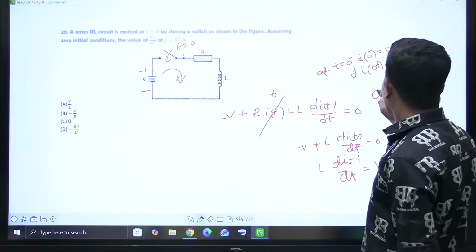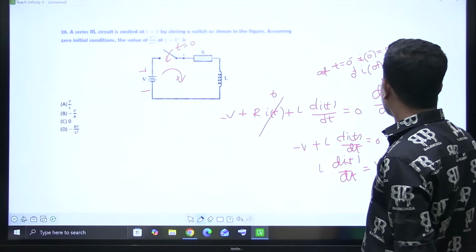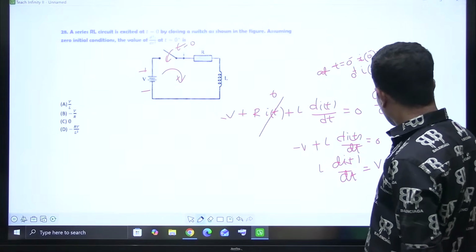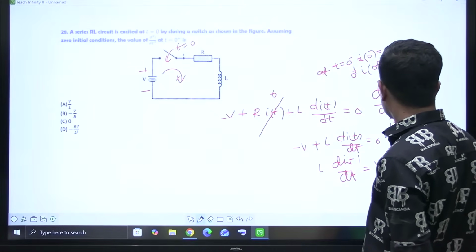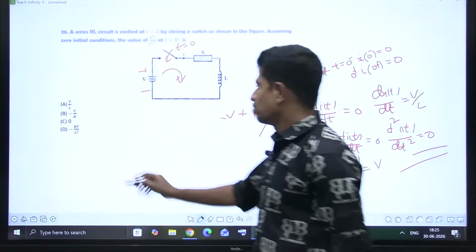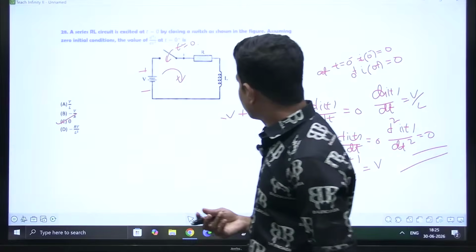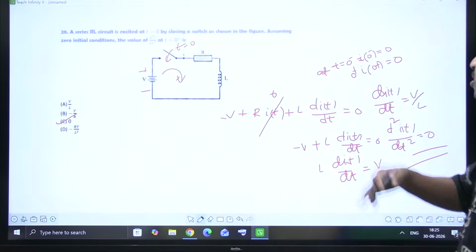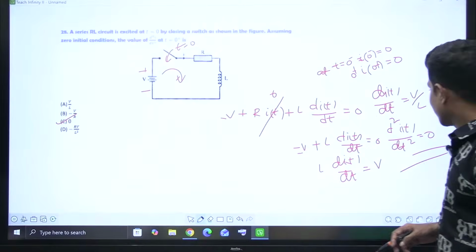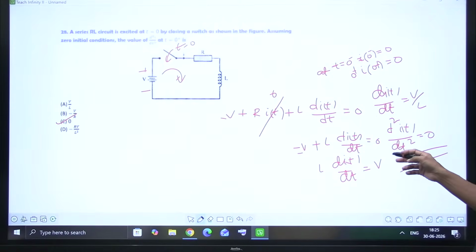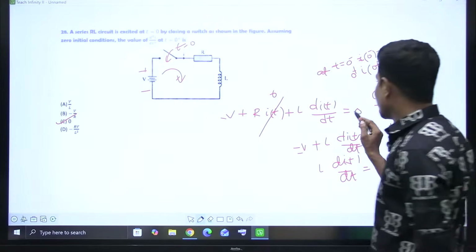Now, what do we get? di of t by dt is equal to v by L. Now, differentiate on both sides one more time. d square I of t by dt square is equal to 0. The answer is 0. Why? Because the initial current is 0. As this is a constant, anyhow, we got I of t is equal to 0.